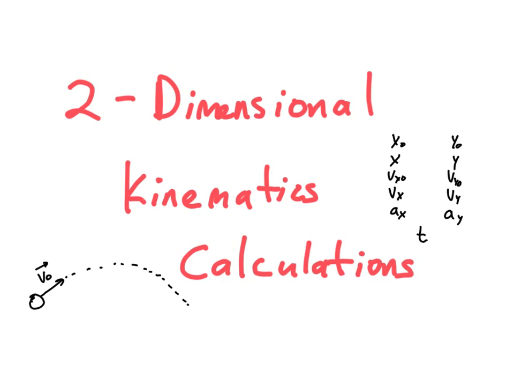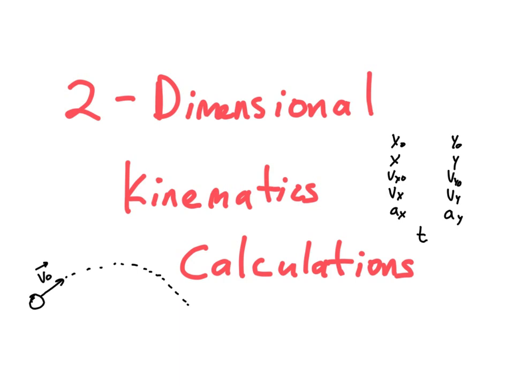We call this idea the principle of independence of perpendicular motion. So again, what happens in the x direction stays in the x direction. It's like Las Vegas. So we end up splitting up a two-dimensional problem into really two separate one-dimensional problems.